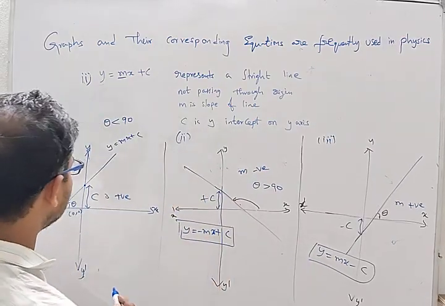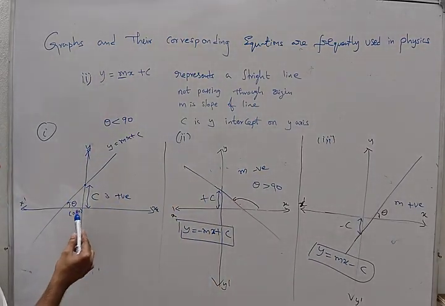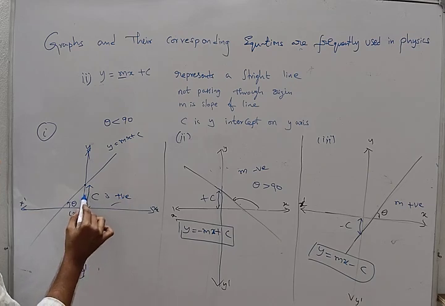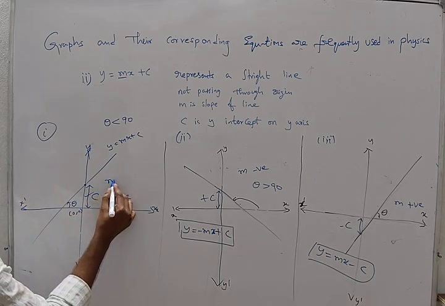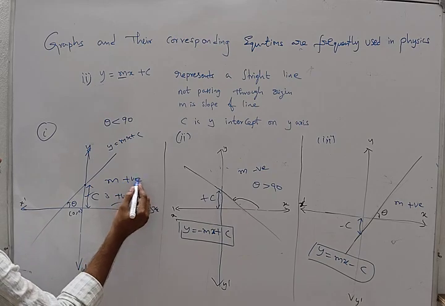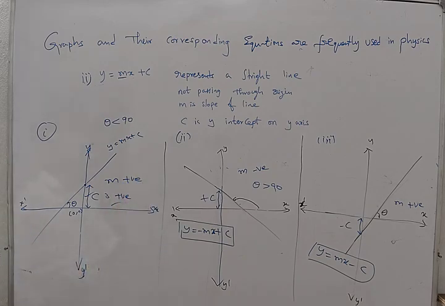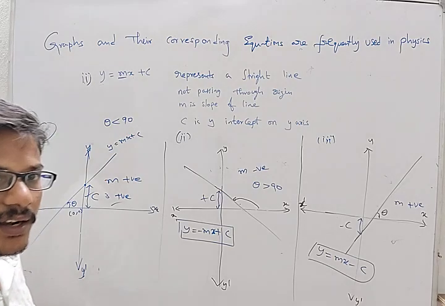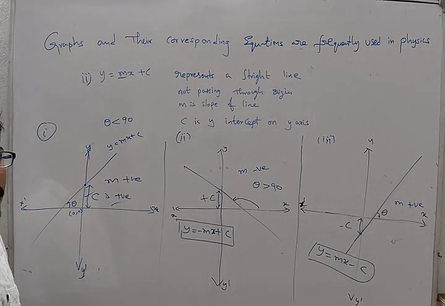Understand? Note these conditions. Here both slope and y-intercept are positive. Slope is positive. I didn't mention it, you have to mention it. Okay, I already said it here: theta is less than 90. So that's it. Okay, note this.